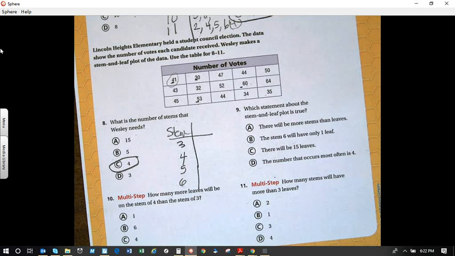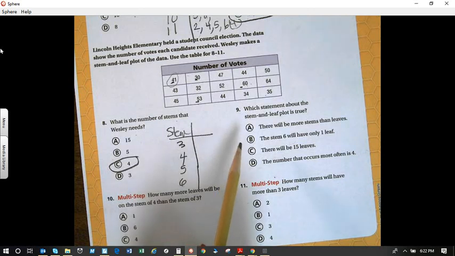Which statement about the stem and leaf plot is true? So let's look over here at number 9. There will be more stems than leaves. Are there going to be more stems than leaves? Is that possible?